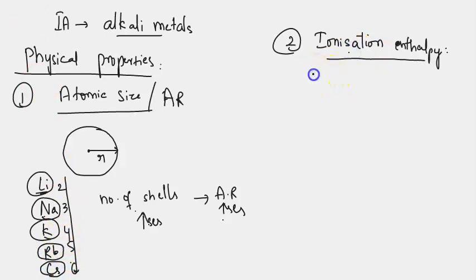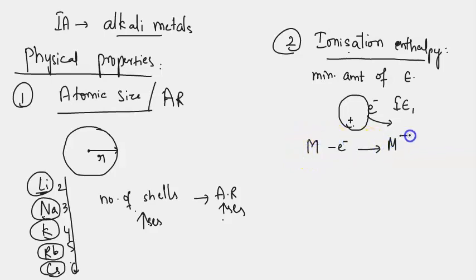Ionization enthalpy is the minimum amount of energy required to remove the electron from the outermost shell of an atom. So if we consider an atom, to remove the last electron present in the valence shell, the minimum amount of energy required is said to be the ionization energy 1. After removing an electron from the metal, it becomes a unipositive cation. The energy required for this process is said to be ionization energy 1, and after removing the first electron, the removal of second electron from the unipositive cation, the energy required is said to be ionization energy 2.